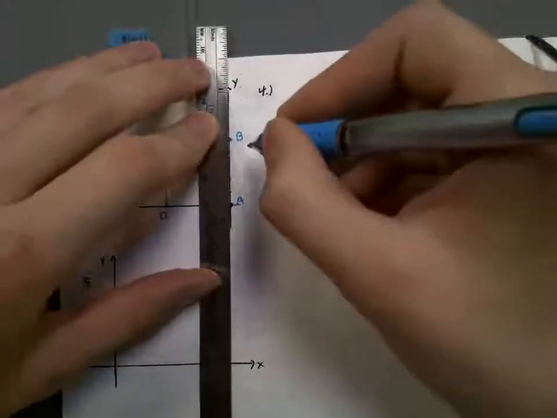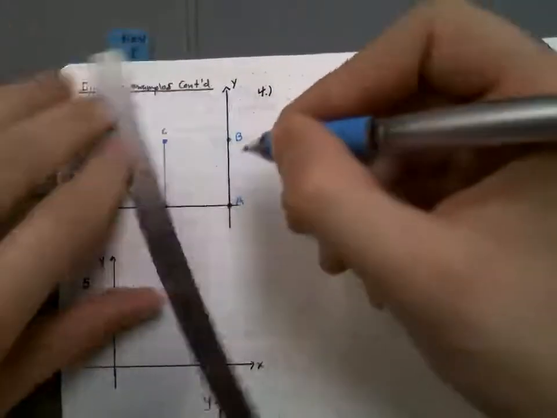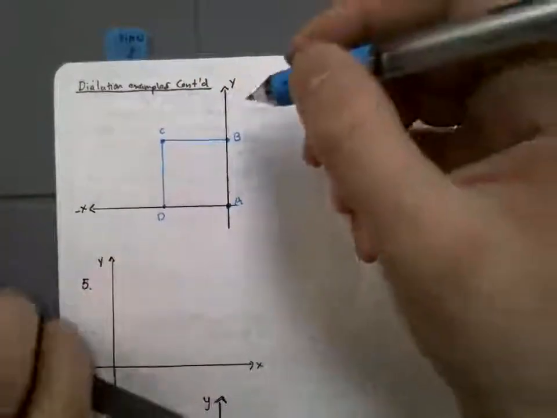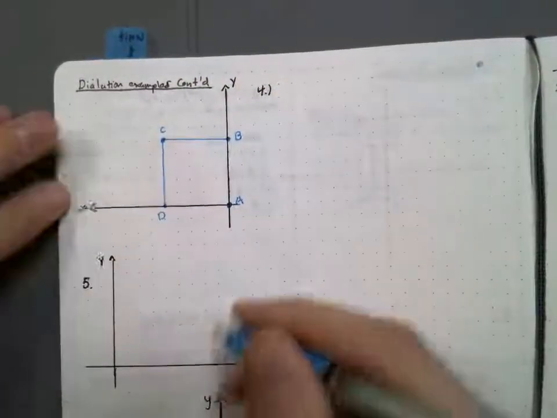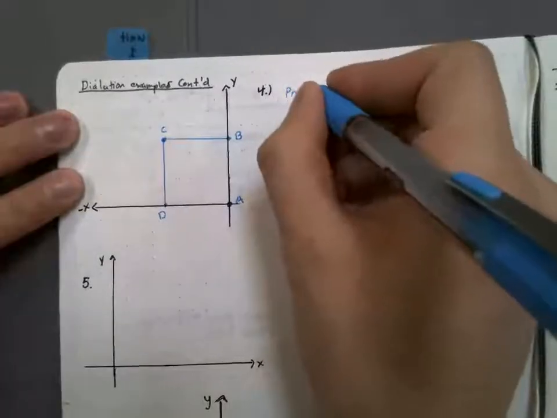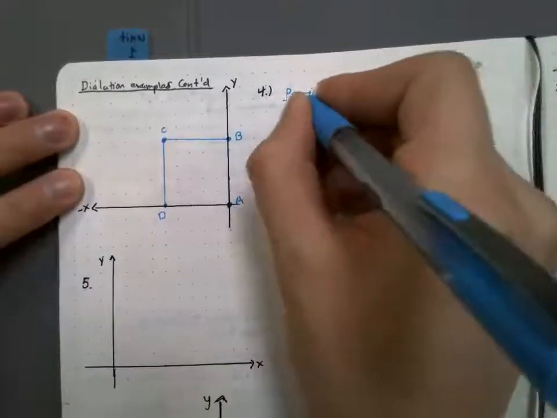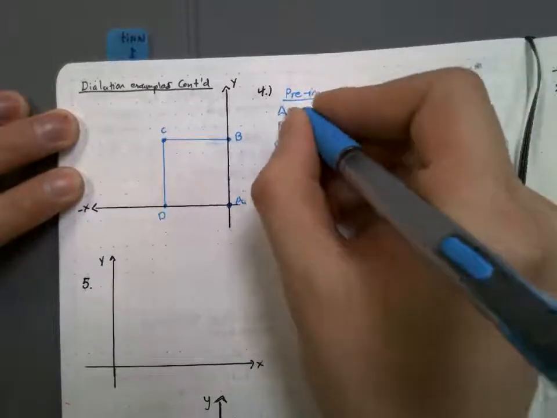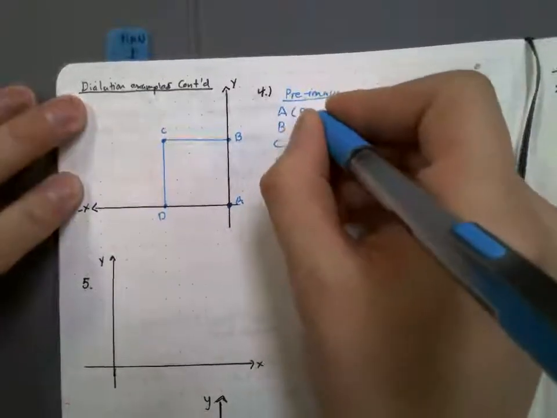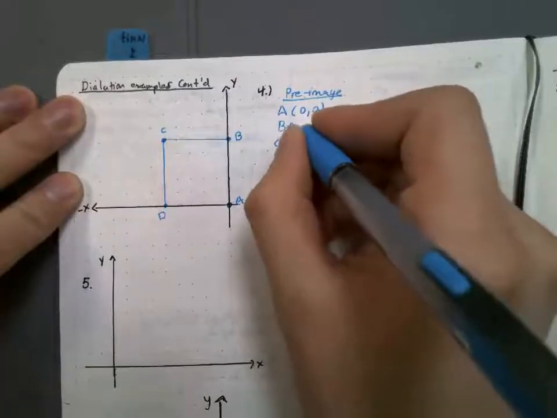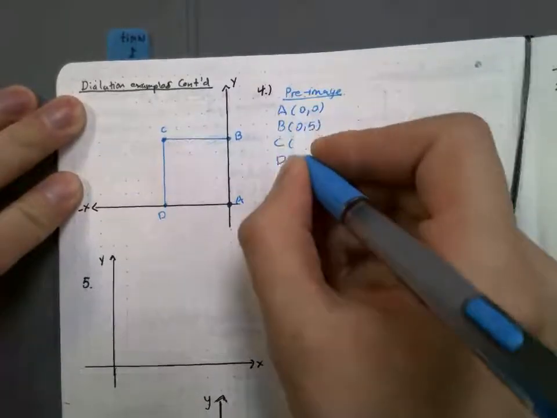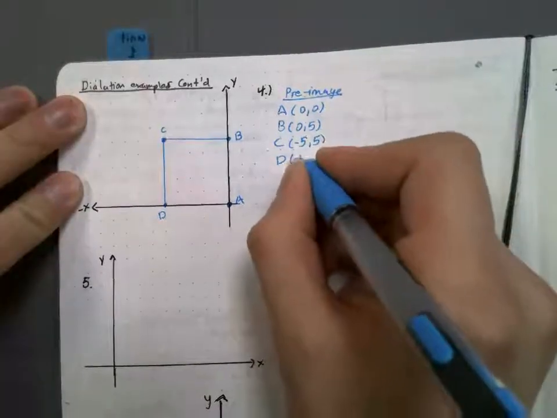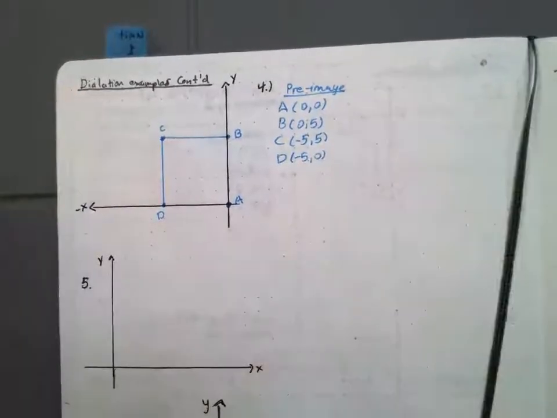And we are going to shrink him down by a specific scale factor. Okay? Now you're probably wondering, what is that scale factor going to be? Again, of course, you need to make sure you're at your pre-image information. Okay, A, B, C, and D. A being, of course, 0, 0. B being 0, 5. C being negative 5, 5. And D being negative 5, 0, right?